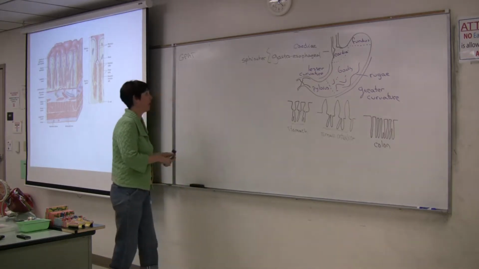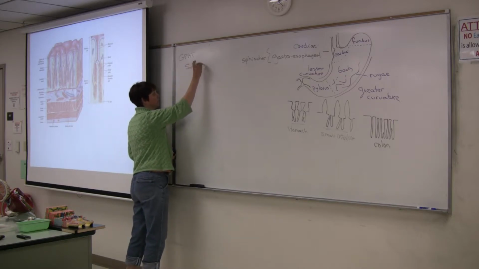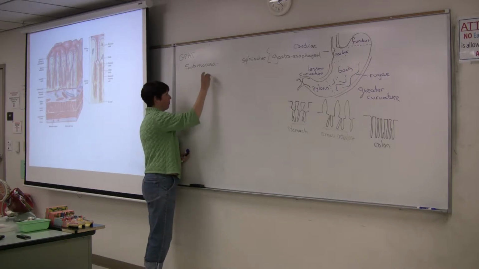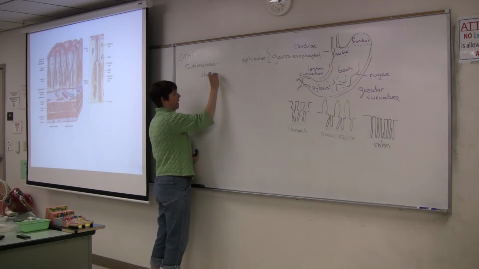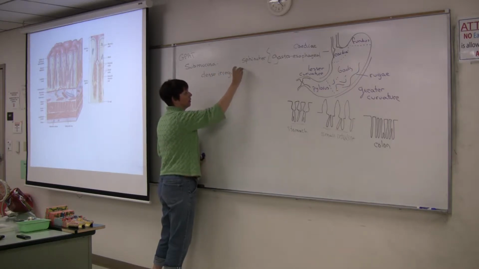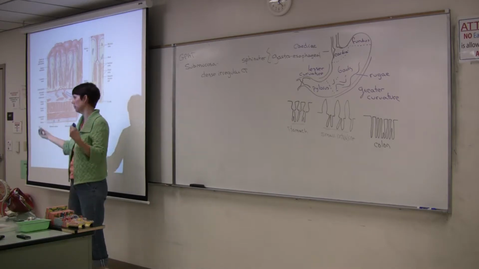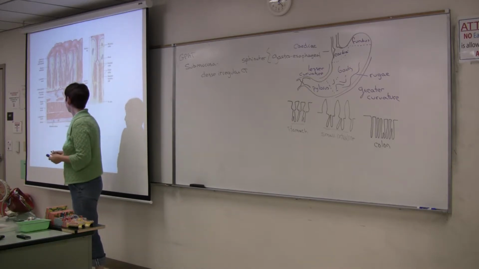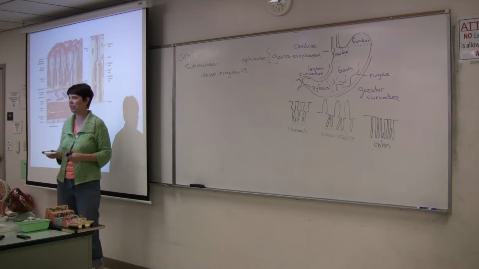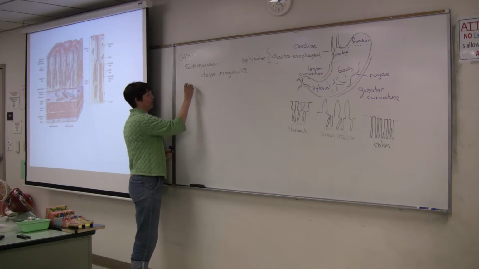The next layer is the submucosa. And that's what every other submucosa has been, with dense irregular connective tissue, larger blood vessels, larger arteries, and so on, nerves. That's what's binding our mucosa to our underlying layer. We have our muscularis externa.